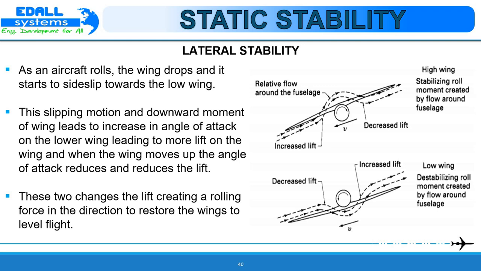The contribution to dihedral effect from the vertical tail is produced by the side force of the tail due to side slip. The side force on the vertical tail produces both a yawing moment and a rolling moment. The rolling moment occurs because the center of pressure of the vertical tail is located above the aircraft's center of gravity. The rolling moment produced by a vertical tail tends to bring the aircraft back to a level attitude.